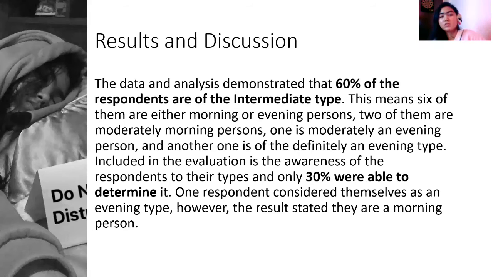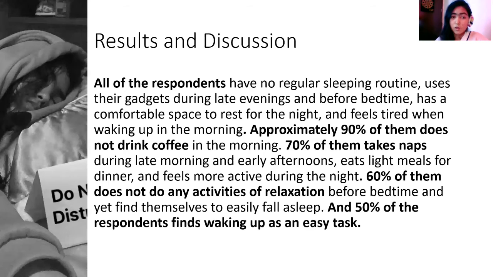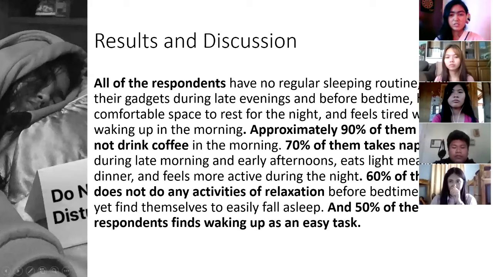The data also shows that 60% of the respondents are of the intermediate type, which means they are neither morning nor evening persons. And 30% of the respondents were aware of their type. They know that they were a morning type or an evening type. All of the respondents have no regular sleeping routine, and they also use their gadgets during nighttime. They are your regular teenagers who seem to have no sleeping routine because of a lot of tasks, and they use their gadget before sleeping, which is not really good.